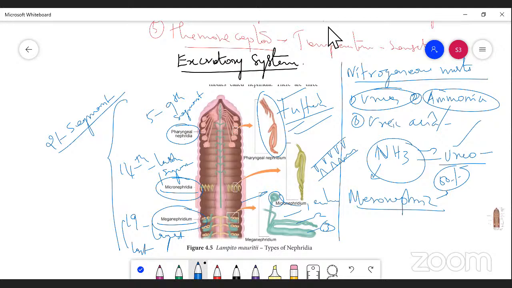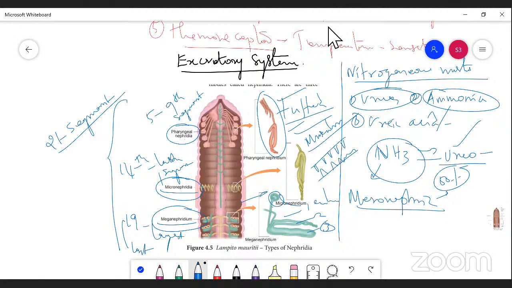The second part is the glandular part. Glandular part means it will secrete some fluids, which mingle with the nitrogenous waste materials and are discharged. The third one is the muscular region, which stores the materials before they are eliminated. Those are the 3 parts of the meganephridia.